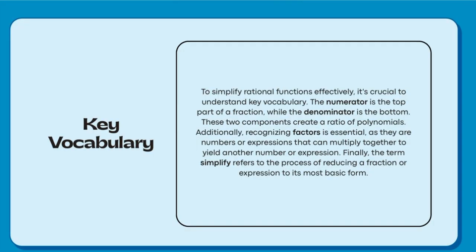Key vocabulary. To simplify rational functions effectively, it's crucial to understand key vocabulary. The numerator is the top part of a fraction, while the denominator is the bottom. These two components create a ratio of polynomials. Additionally, recognizing factors is essential, as they are numbers or expressions that can multiply together to yield another number or expression. Finally, the term simplify refers to the process of reducing a fraction or expression to its most basic form.